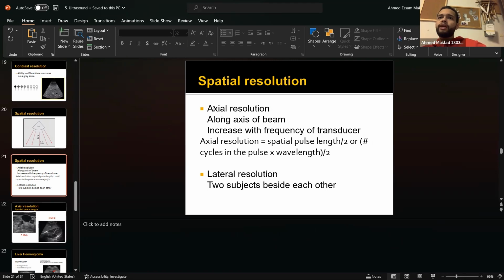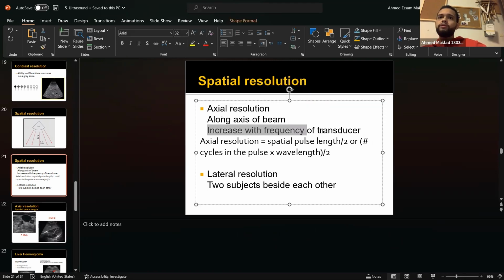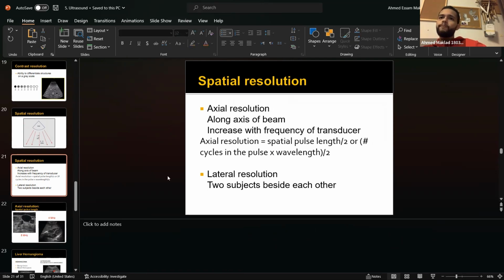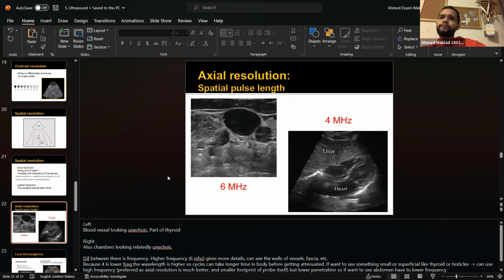Again, it's the same thing. The axial resolution increases with the frequency of the transducer. You increase the frequency, you increase the axial resolution. This is just an example. If you look, this is a 4 MHz.